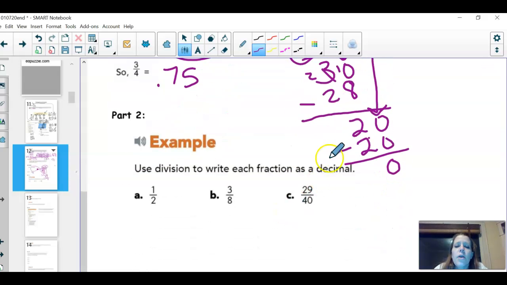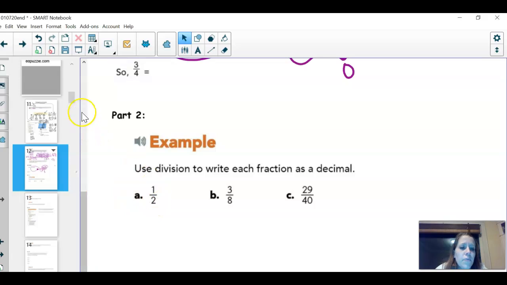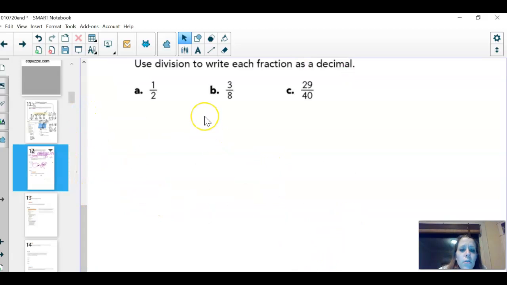Okay? So now what I want you to do is try each of these. You're going to use division. I'm going to do one with you, and then you're going to try the other ones, and then you're going to check your work. So I'm going to do this one.